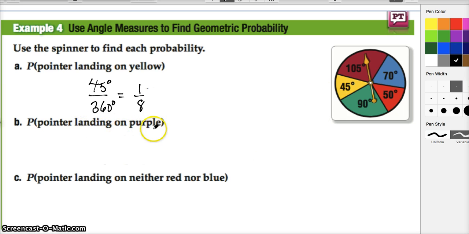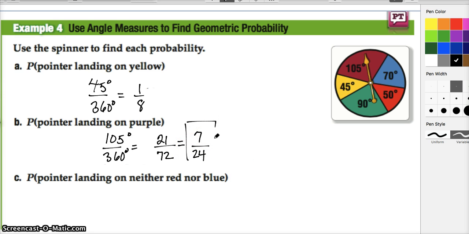How about landing on purple? I'm going to assume this is purple, though my screen is not capturing it as purple. It looks burgundy to me, but for today, it's going to be purple. 105 out of 360 can also be reduced. 5 goes into that 21 times, and 5 goes into this 72 times. I think it can be reduced some more. Let's try 3. 3 goes into this 24 times. So 7 out of 24 would be the probability of the pointer landing in that purple section.